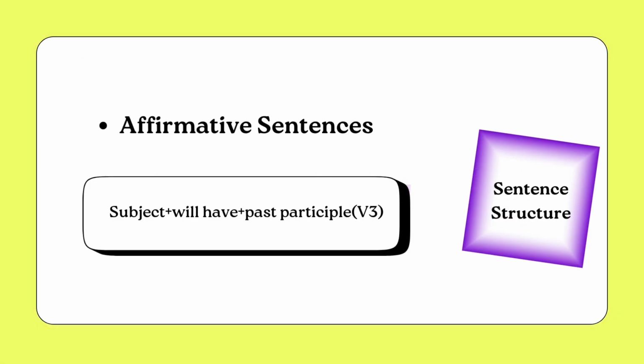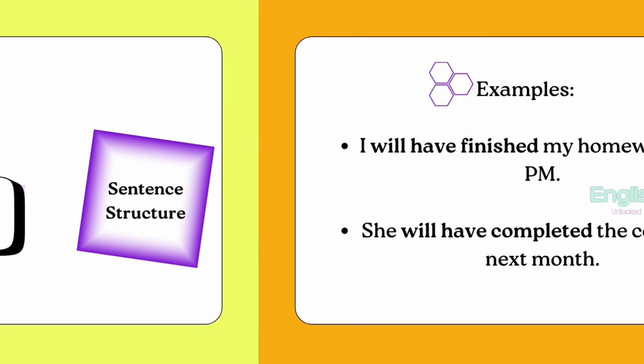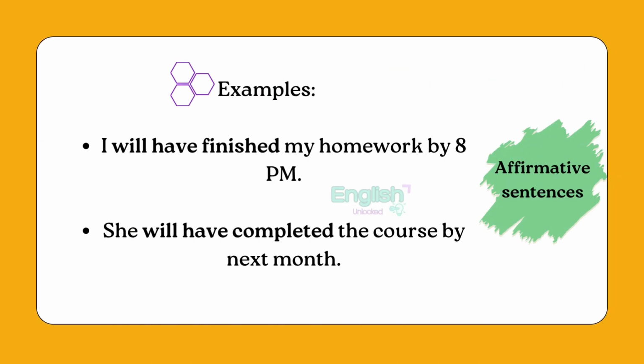To frame an affirmative sentence, you should start with the subject followed by will have, followed by the past participle form. As it is a perfect tense, that's why we use the past participle of the verb. Example, I will have finished my homework by 8 p.m. She will have completed the course by next month. Both actions will have been completed at a future time.